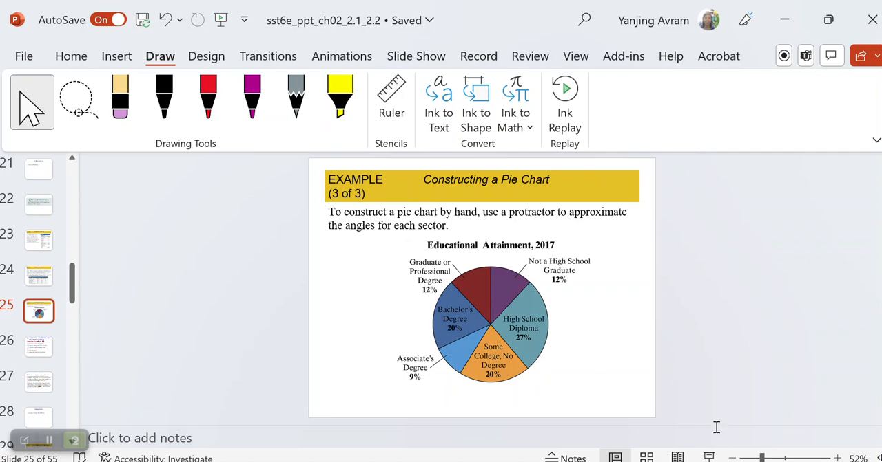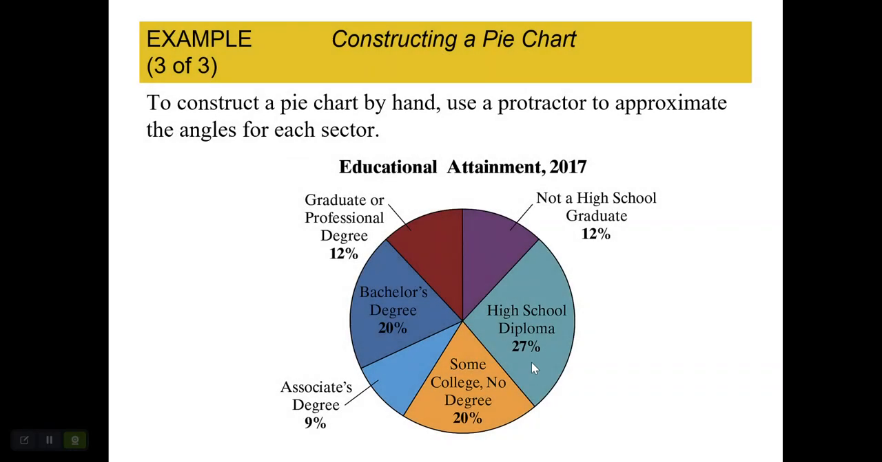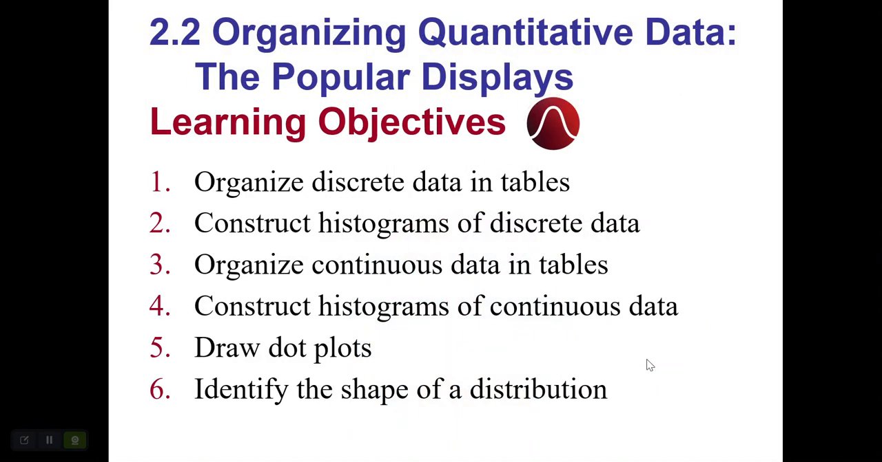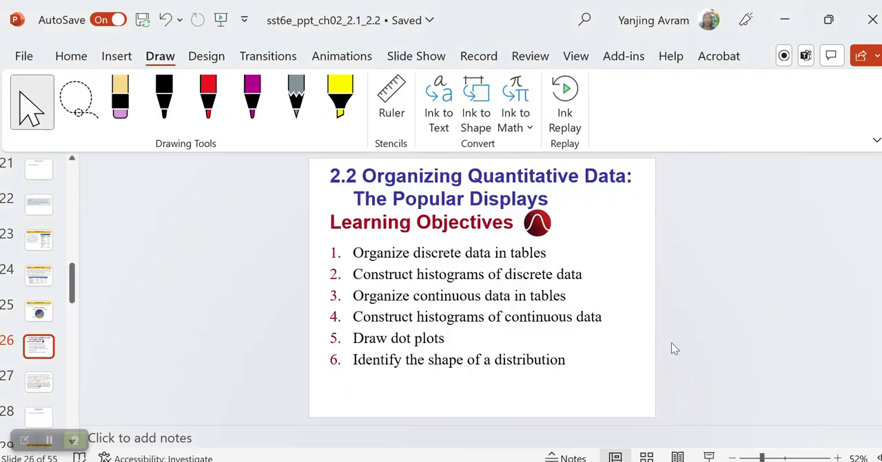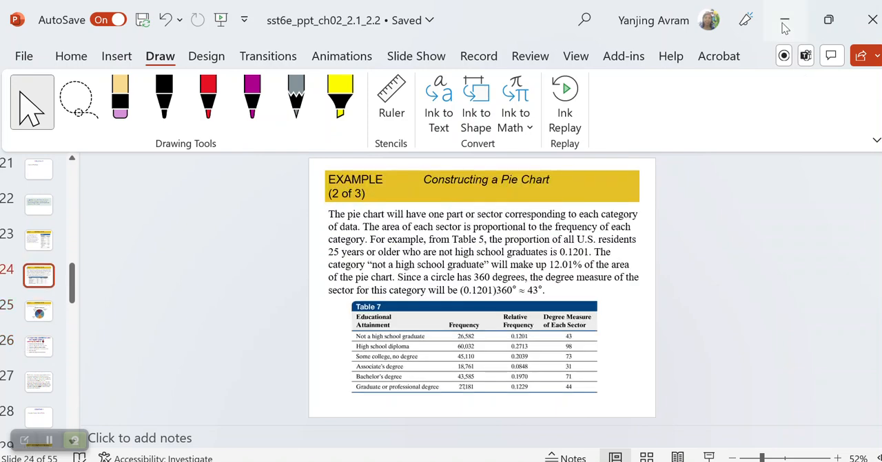Okay, so that is our 2.1 already, constructing a pie graph in here. All right, so I think I'm going to stop right here. Okay, 2.1, we finish up to 2.1. That is enough for week 1.